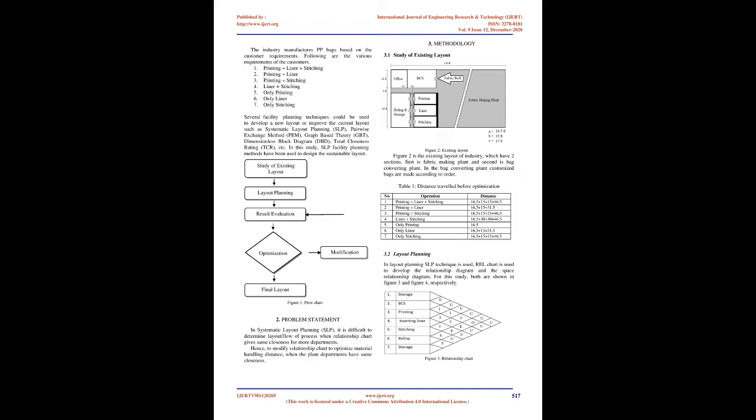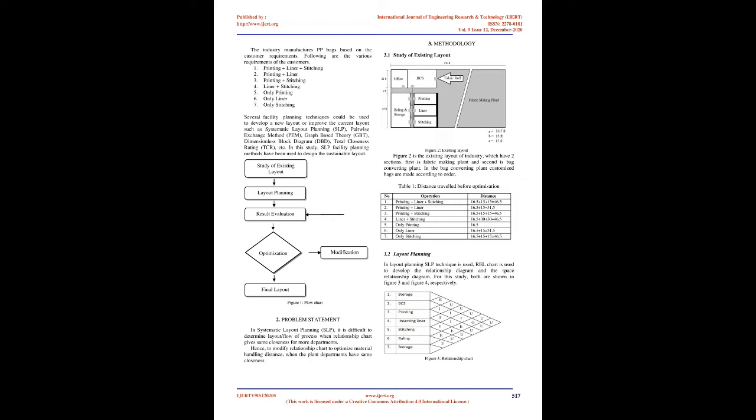The industry manufactures PP bags based on the customer requirements. Following are the various requirements of the customers. 1. Printing and liner and stitching. 2. Printing and liner. 3. Printing and stitching. 4. Liner and stitching. 5. Only printing. 6. Only liner. 7. Only stitching. 3.1 Study of existing layout.